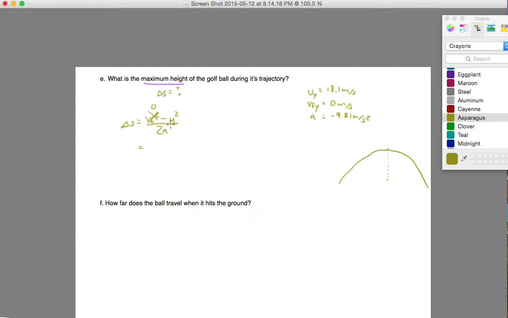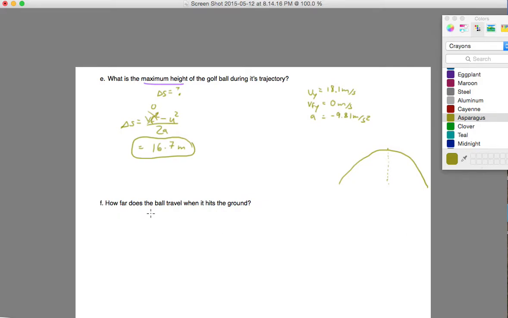And this U is 18.1 squared. This A is going to be negative 9.81. So our final answer, once you plug it into your calculator, is going to be 16.7 meters. You'll see that the units cancel out, so this is meters. And that's our peak right there. That's the height that you get.